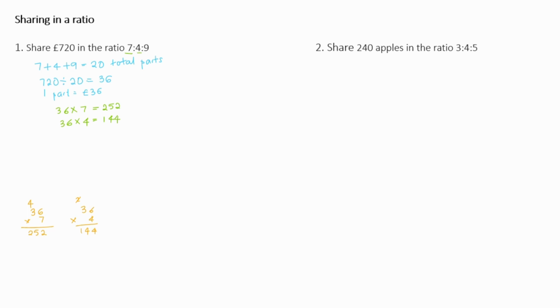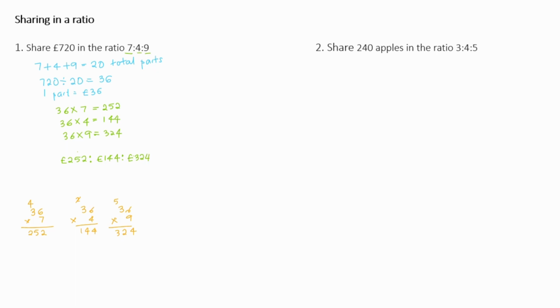And to find how much is represented by the 9 parts, we are going to do 36 times 9. 6 times 9 is 54. And 9 times 3 is 27. Add the 5 gives us 32. So 36 times 9 is 324. So in order to write this money shared in that ratio, we can first write our 7 parts, which is £252, our 4 parts, which is £144, and our 9 parts, which is £324.